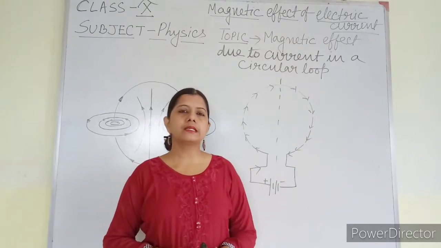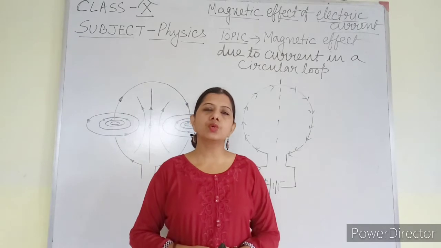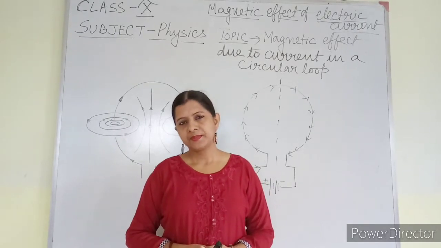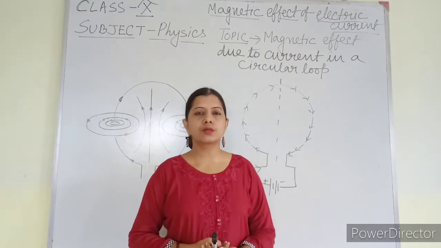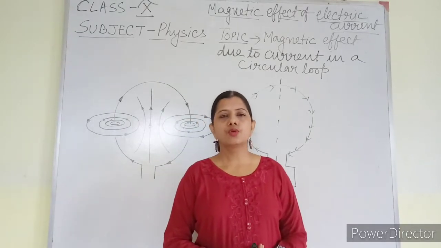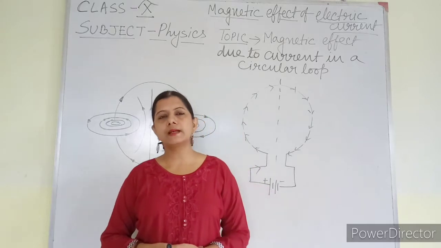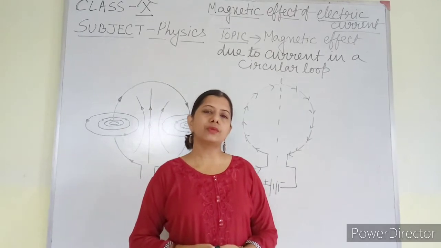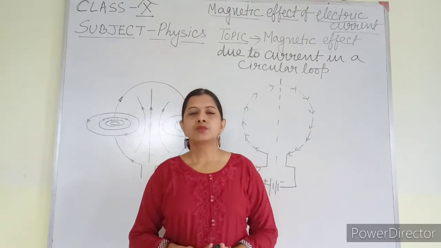Today my topic is magnetic field due to a circular current carrying conductor, and we have to know whether a circular current carrying conductor can also behave like a magnet. So whether something is going to behave like a magnet or not, for that we can use a compass needle.